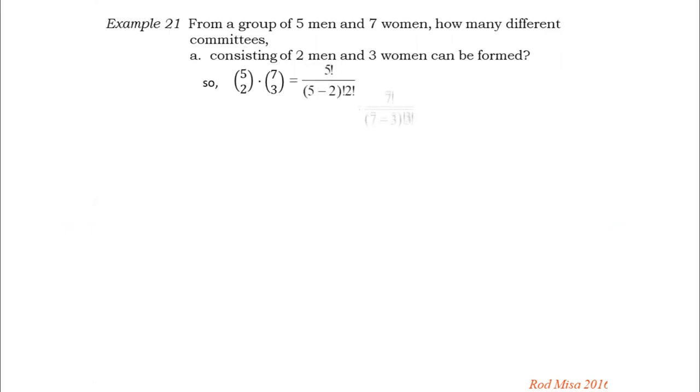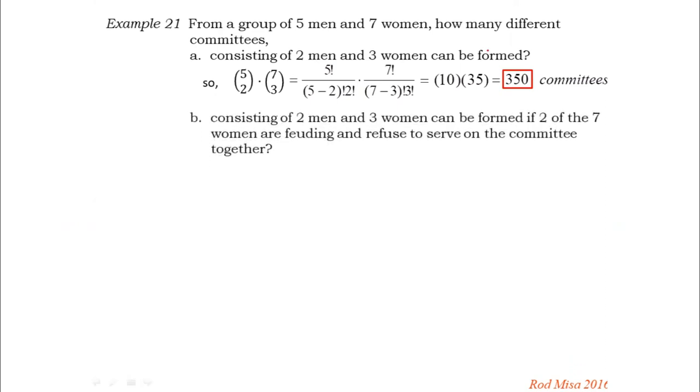So, solving their combination formulas, we have the product of 10 and 35. So, multiplying these two numbers, we have a product of 350. So, we say that there are 350 ways we can choose a committee of 5, wherein the committee must contain 2 men and 3 women here. Now, let's proceed to the second question.